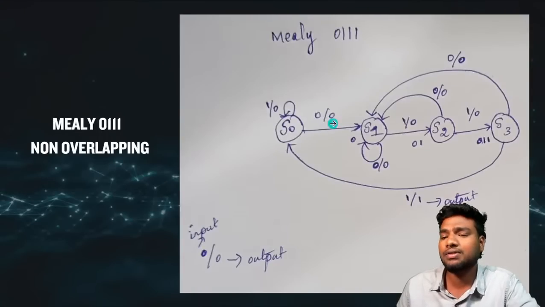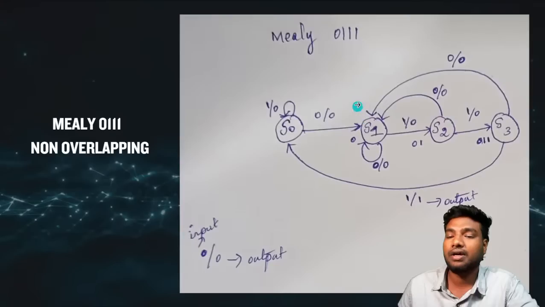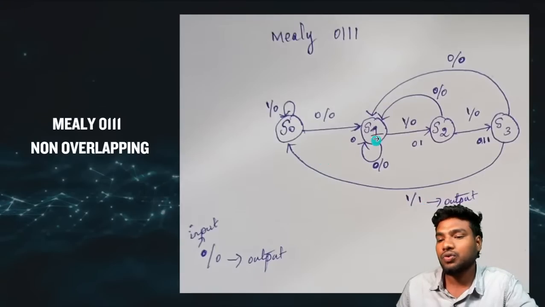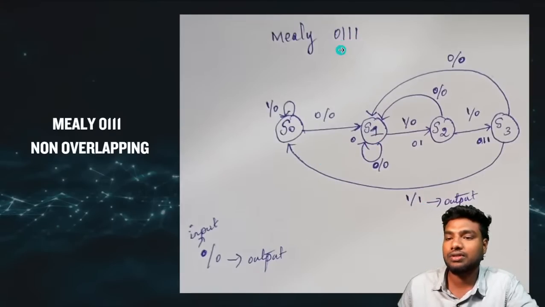The output is 0 because I didn't get my sequence. Only if I get my sequence will it change to 1 here. If it changes to 1, it means I got my output, I got my sequence. So only if I got my sequence can I denote 1 in the output. In the S1 state, it stores the 0 value.